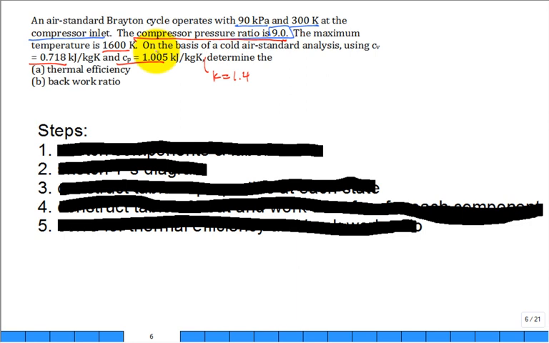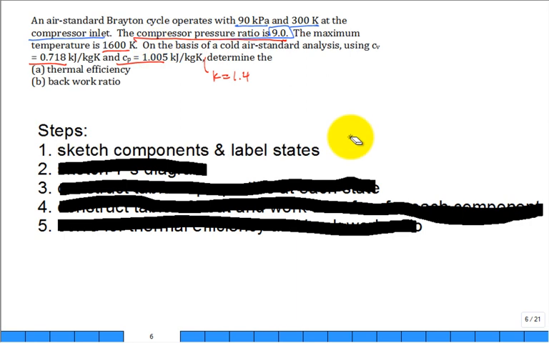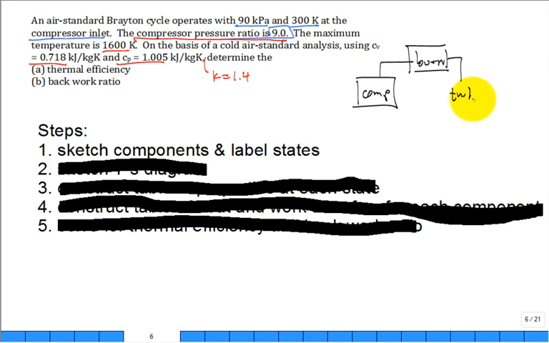Make a schematic, that's right. And what are our components? And then label the states between the components. So, let's go ahead and do it. Let's put a component here. Let's put compressor, burner. This would be a turbine. And this would be, I don't have a better name for it, I just call it a heat exchanger.